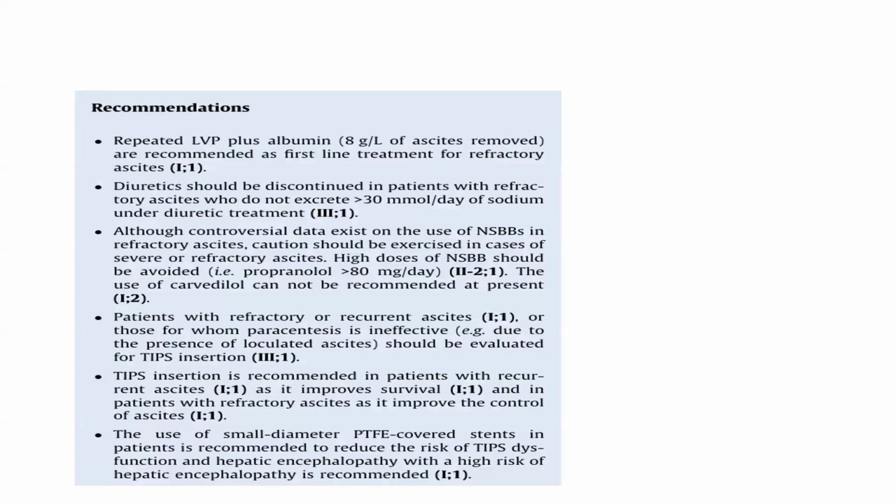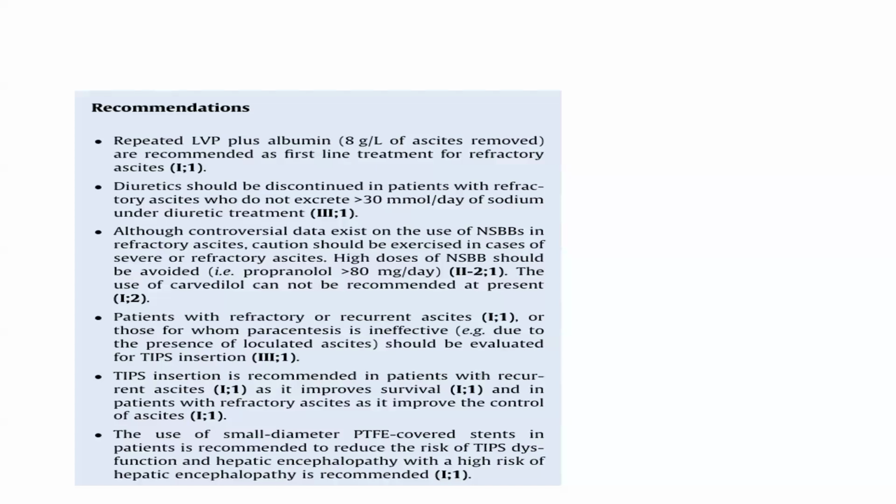So we'll see what the recommendations are. Repeated large volume paracentesis plus albumin is the first line treatment for refractory ascites. Diuretics should be discontinued in patients with refractory ascites who do not excrete more than 30 mmol per day of sodium under diuretic treatment. Although controversial data exist on the use of non-selective beta blockers, caution should be exercised in case of severe and refractory ascites. High doses of non-selective beta blockers should be avoided, that is propranolol more than 80 mg per day. The use of carvedilol cannot be recommended at present.